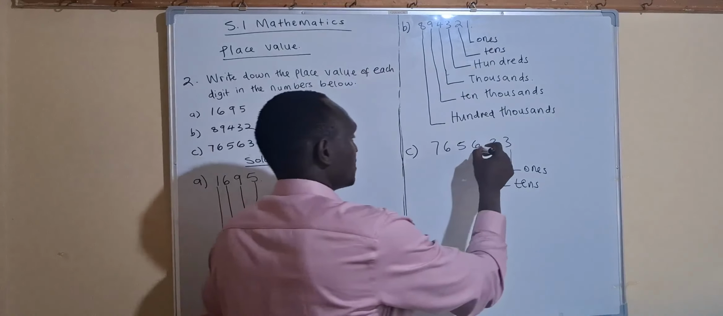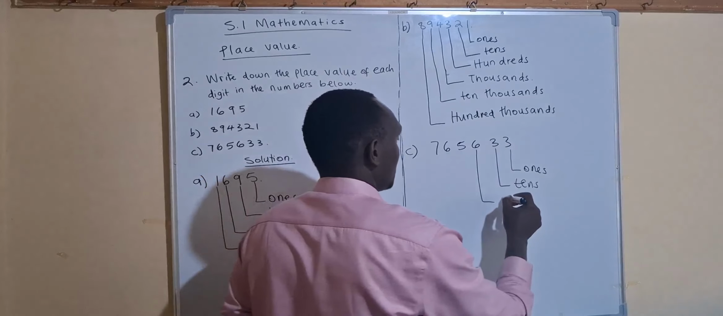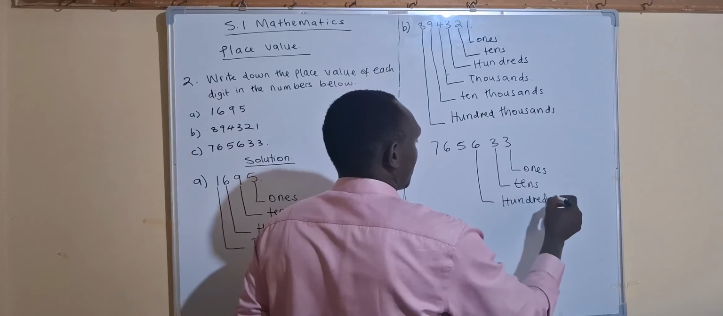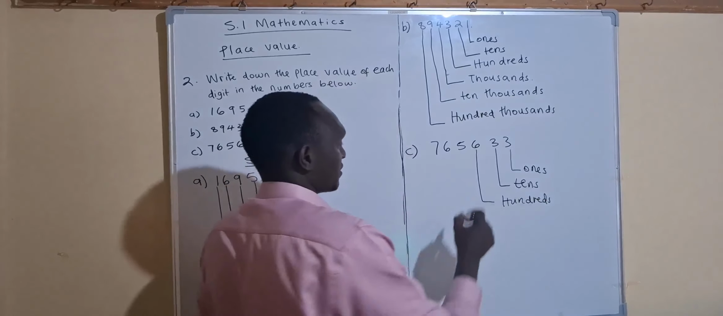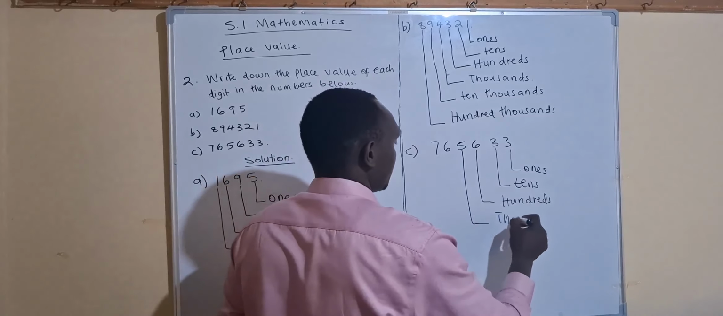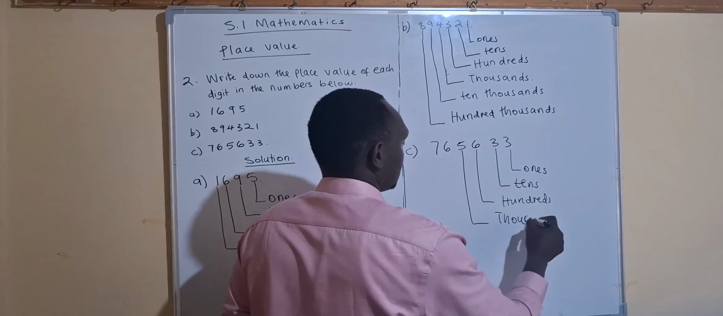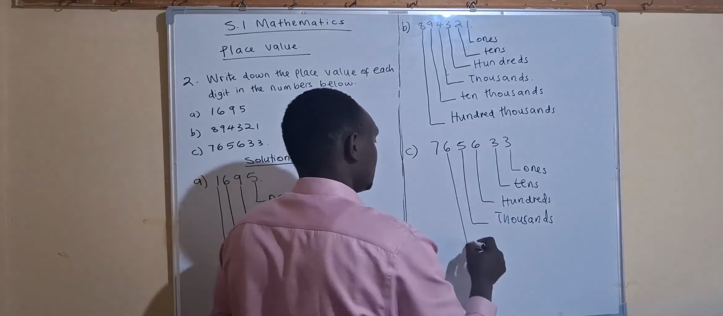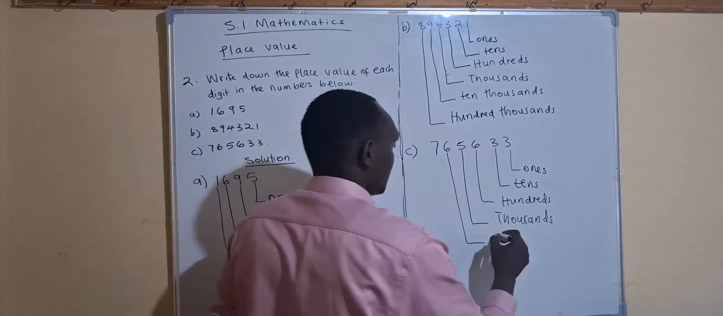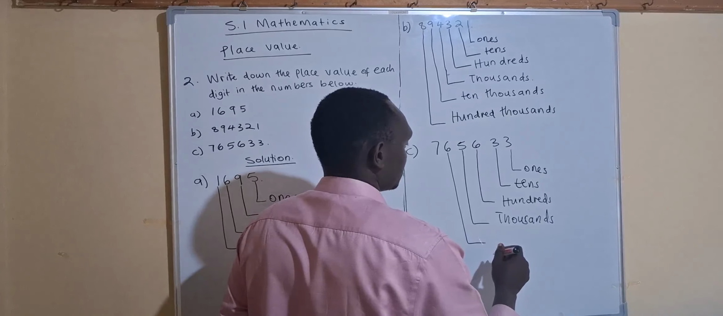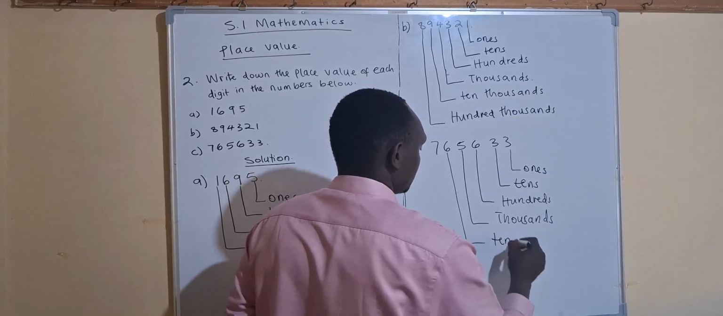And then we go to 6. 6 is in position of hundreds, which means that there are 600s. And then 5 is in position of thousands, implying that there are 5,000s. And then 6 is in position of 10,000s.